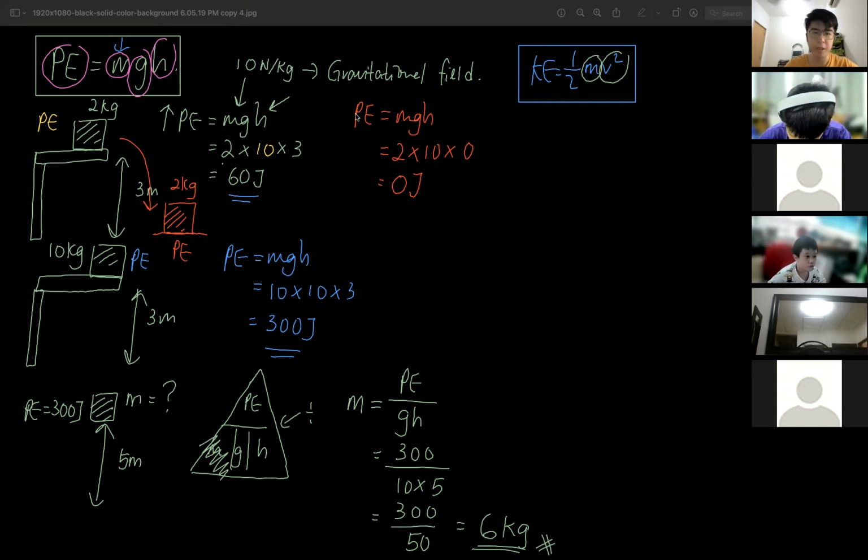Okay, now I'll send you a short practice on the gravitational potential energy. Need to print it out? Up to you.